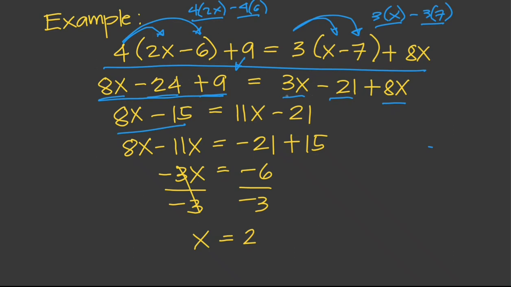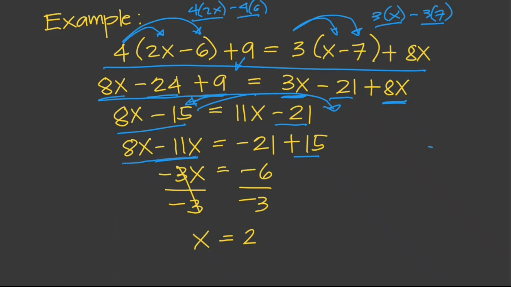And then on the other side, 3x and 8x are alike, so we can add them up. It would be 3 plus 8 is 11. It would be 11x minus 21. And now we can group like terms again. We move 11x to the left and negative 15 to the right. So 11x would become negative 11x moved to the left, and then negative 15 would become positive 15 moved to the right.